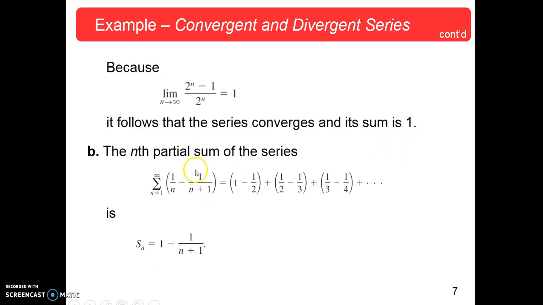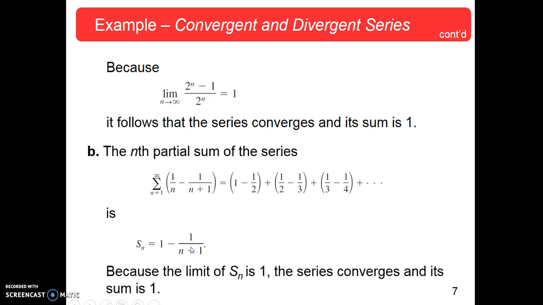Here's another example where we do the same type of thing. We look at the partial sums, and we see that this expression in terms of n gives us the value of each partial sum. If we take the limit of this as n goes to infinity, we can see that this is going to converge also to 1. This term is going to go to 0 as n goes to infinity. So the sum of this series is 1.